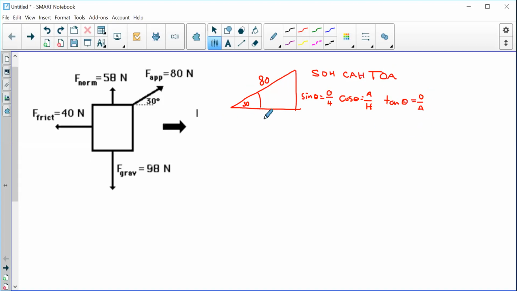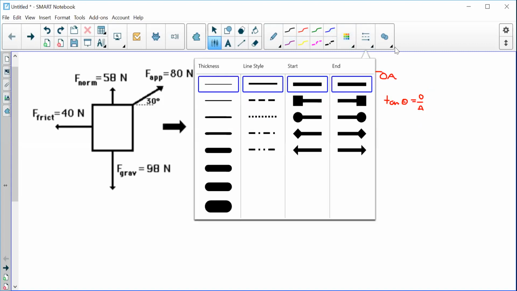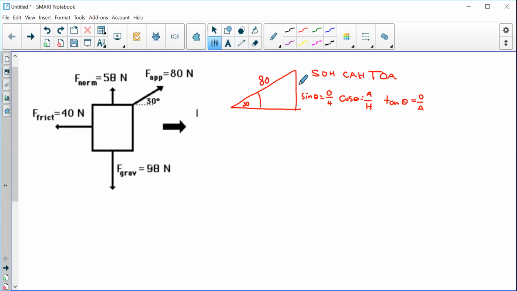In this case, let me do this in a blue color so you can see. This is my opposite leg length. This is my adjacent leg length. I'm going to be using sine and cosine because I have a hypotenuse and I have an angle. So let's go ahead and solve for the y portion here. This is going to be the applied force in the y direction.